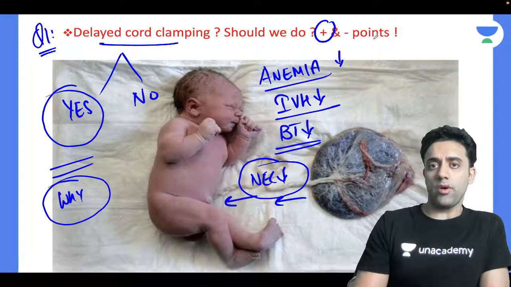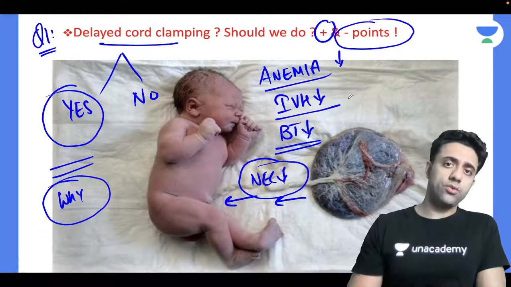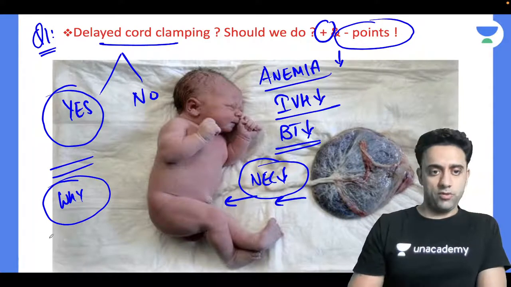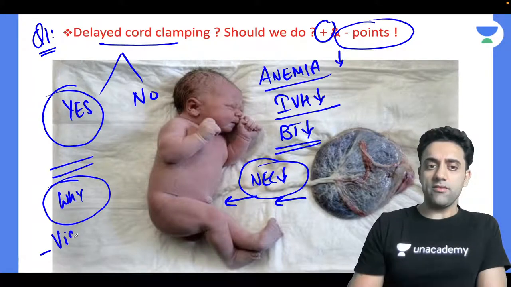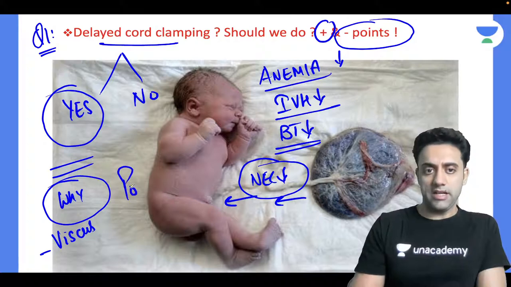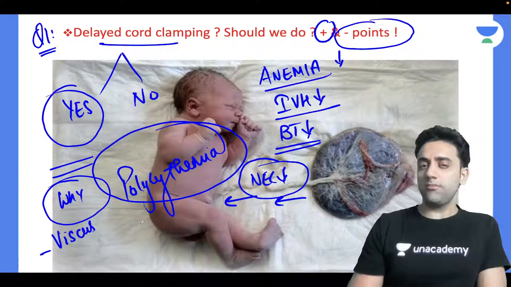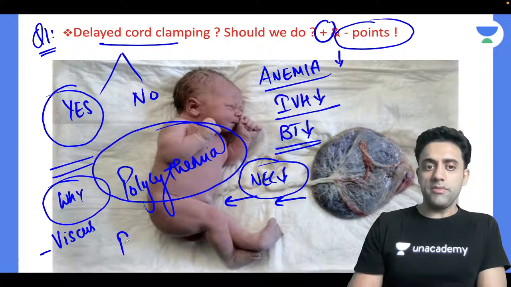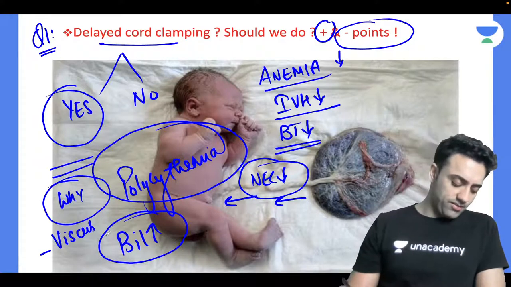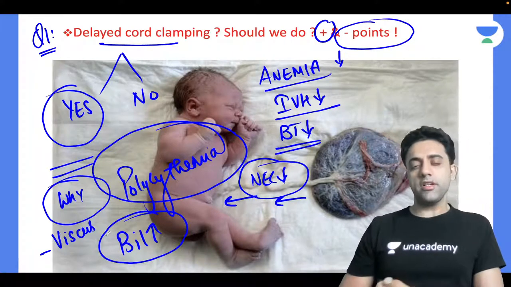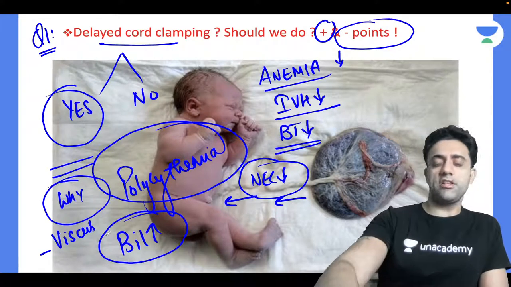And what is the negative point? When too much blood goes to the baby, what will happen? The more blood goes, the more blood will break down, right? And the blood can become viscous. Number one, polycythemia. Asymptomatic polycythemia is a negative point the baby can have. Too much blood breaking down means too much bilirubin, nothing but jaundice. So jaundice and asymptomatic polycythemia. The word asymptomatic is very important. These are the two disadvantages of delayed cord clamping.